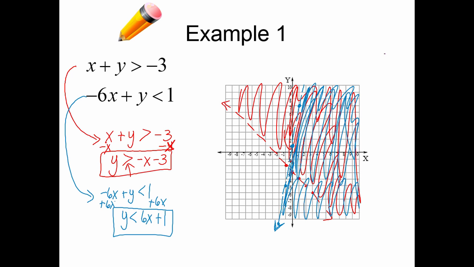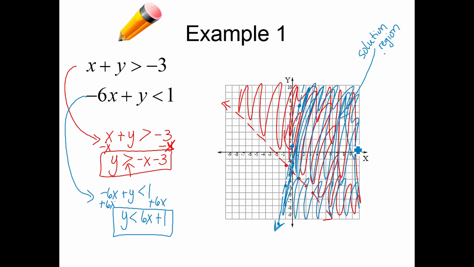Now where we're looking for the solutions, right? Where the shading overlaps or intersects each other. So the solutions on this graph would be right there. This is the solution region. So it's a region on a graph, not a single point that we're looking for. It's where that shading overlaps.